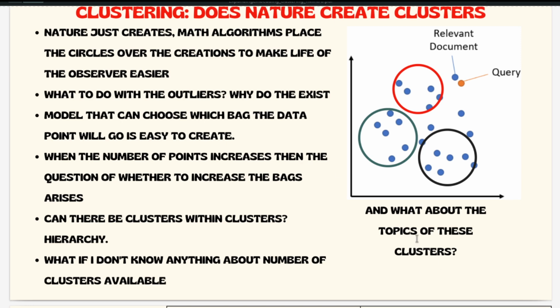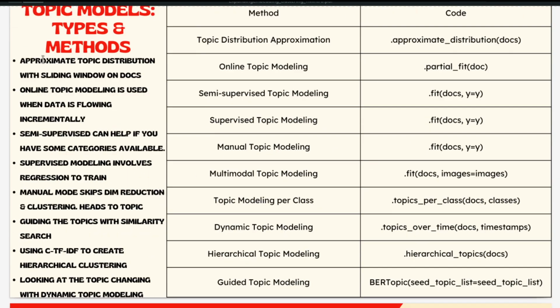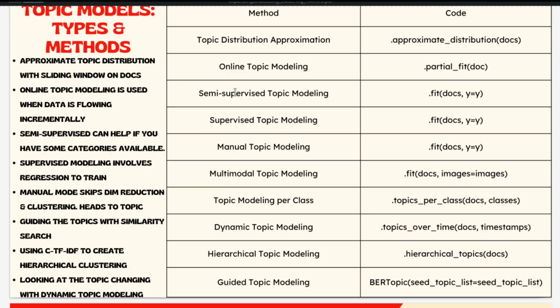The final question: what about the topics? We have already placed the circles, but how do we find out what topic these particular clusters are? That's where BERTopic comes into the picture. BERTopic has algorithms built in which can model the topics. And to model the topics, there is not one method. There are various types of methods to model the topic, almost 10 different methods. And all these methods have different input data, the data arrival timing, all these things change.